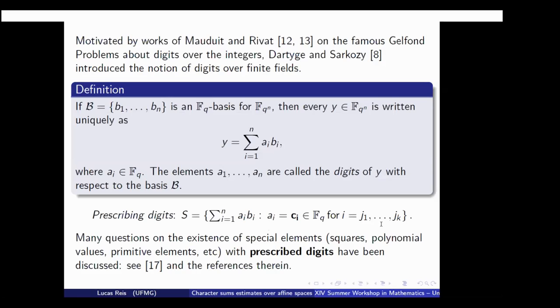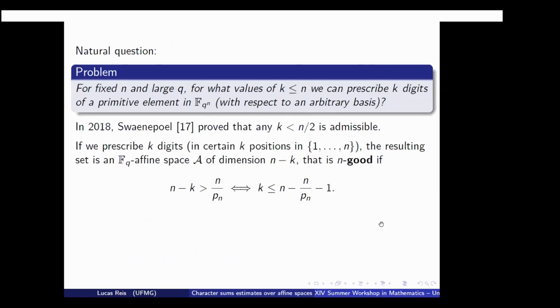So in particular, this is a vector space of dimension exactly n minus k, because I have zeros in k positions, and in the others I can do whatever I want. And so, the set of elements with k digits prescribed is an F_q affine space of dimension n minus k. We just recall that this will be n-good if n minus k is larger than n over p_n, where p_n is the smallest prime factor of n.